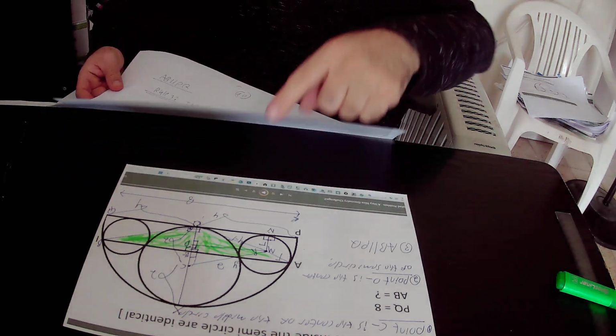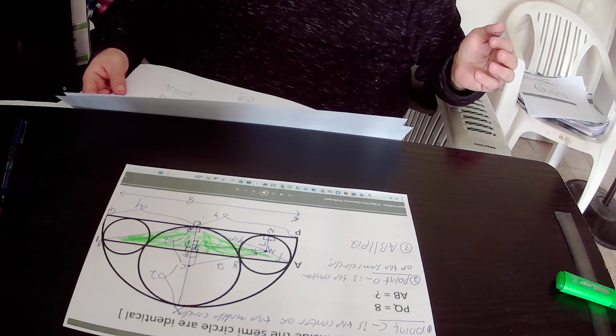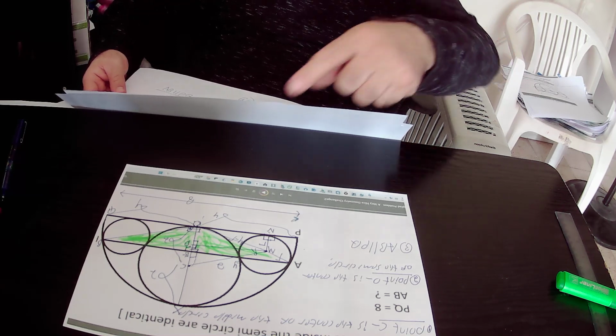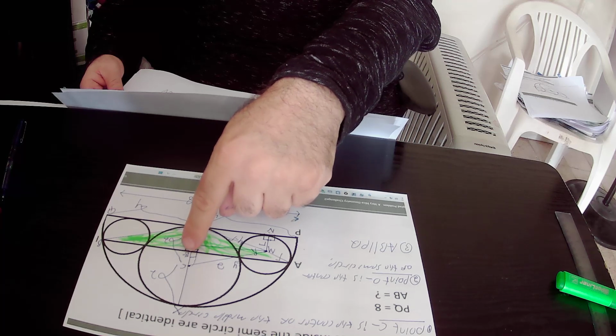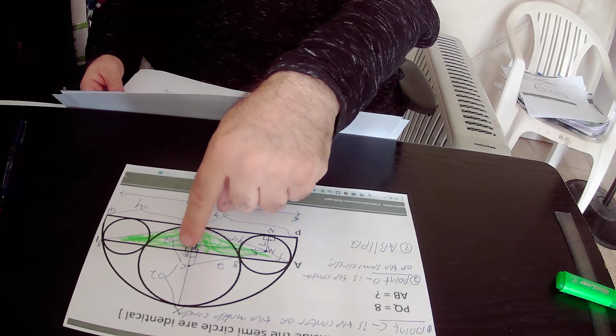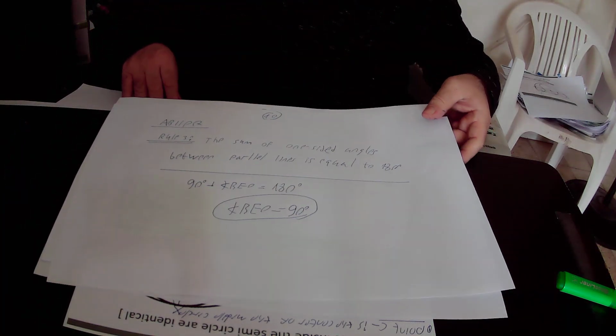Angle BED is a right angle, therefore triangle BEO is a right triangle because it has one angle that equals 90 degrees. Triangle BEO is a right triangle.